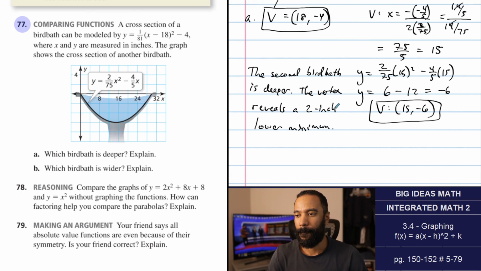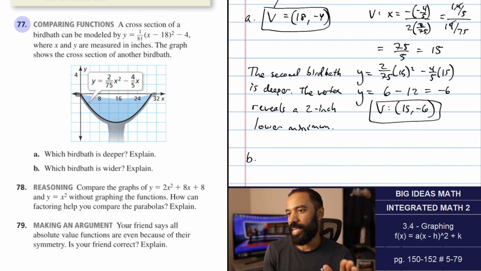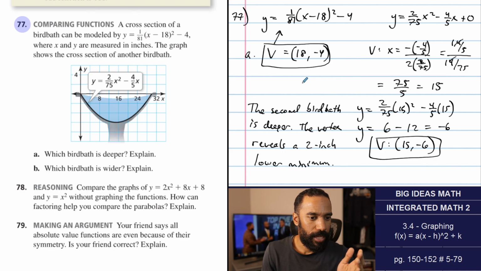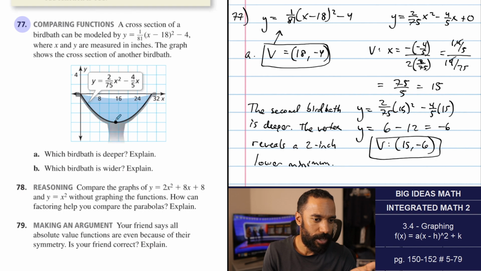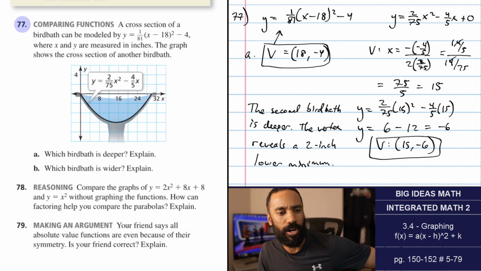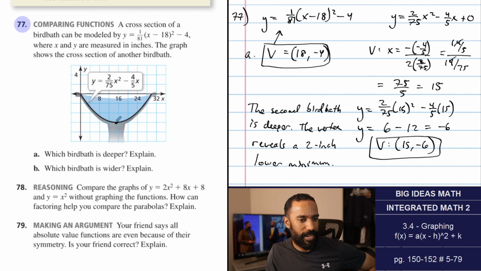Okay, that's part A. Part B, which birdbath is wider? Explain. Now, I didn't even notice that they had, on this one here, they even kind of show how deep it'll go. It goes -2, -4, -6. Yeah, I could have gotten it right there. But I think they wanted us to use some of this stuff. I'm not sure. I didn't actually look at this. Maybe I should have just looked at this graph. I guess it's at -6 right there. Okay, fine. Let's look at it for this next one, but we can use the numbers.